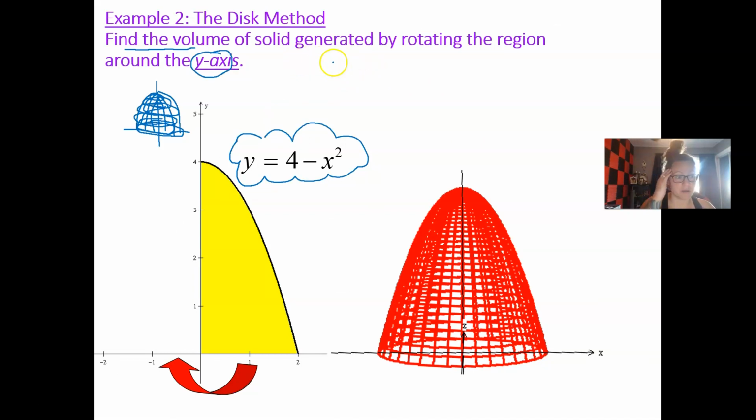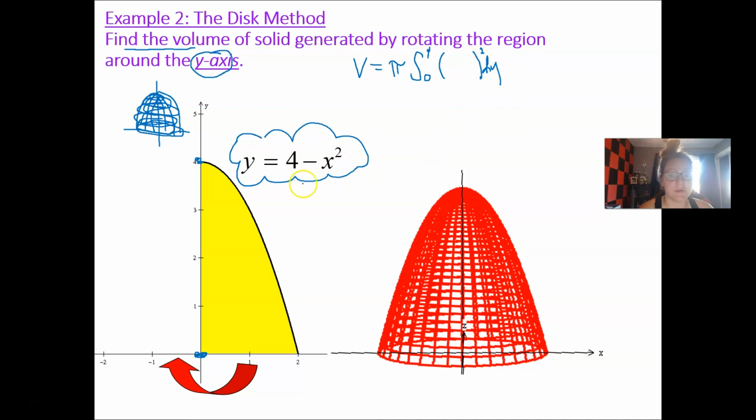All right. So we're going to do our pi r squared, right? So the volume equals pi times the integral from, we're going on the y-axis, right? We rotated on the y-axis. So we care about the y's range. So it goes from 0 to 4. And our function is going to need to be with respect to y, right? So radius squared, and it has to be with respect to y.